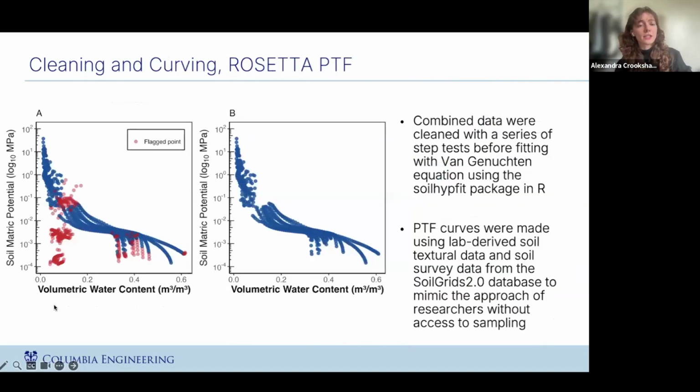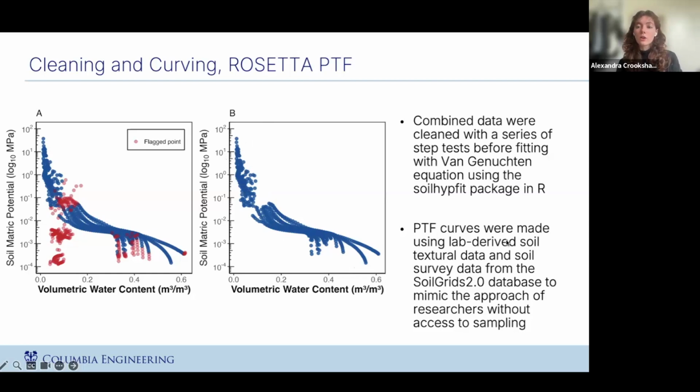On the left here, you can see what the data look like just straight off the machine. There is obviously some visible noise there, especially as the sensors reach the threshold of where each performs best. The connective part is the high prop. On the dry end, that's the WP4C. We then push those through a series of step tests to pop out clean curves, which are then fitted with the van Genuchten equation.